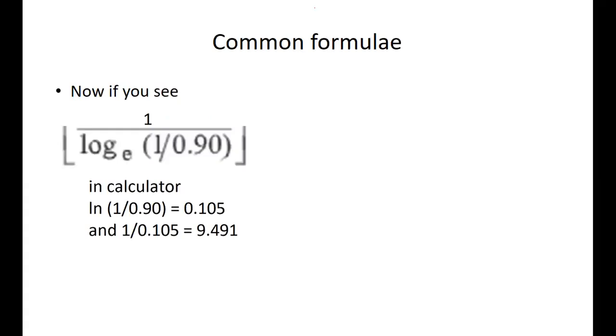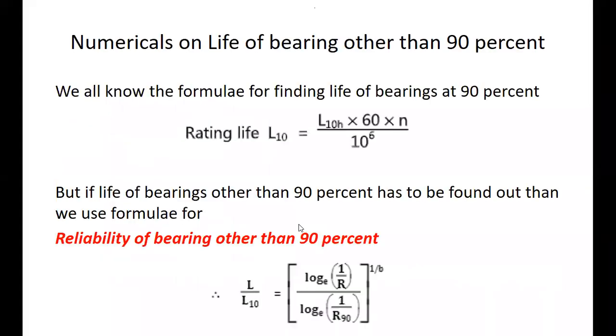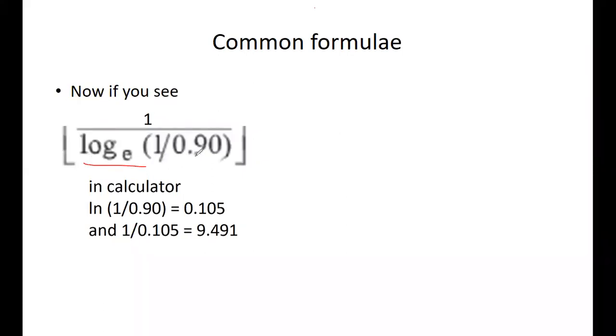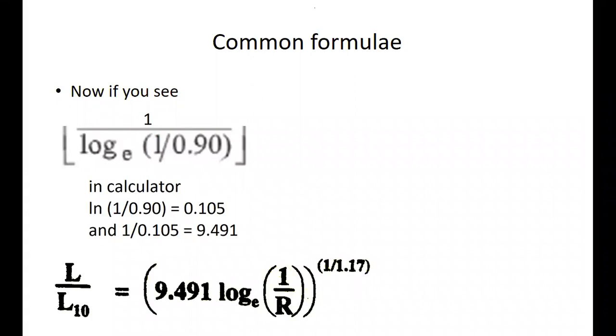Without wasting time, in that equation, if you want to already simplify this, then put here 0.90, find out the natural log and simplify this equation. What is in the denominator? Natural log of 1 upon 0.90. First in your calculator, do natural log of 1 upon 0.90. It will come 0.105. Then divide 1 by 0.105. You will get 9.491. And that's why in that formula L upon L10 is 9.491 times natural log of 1 upon R raised to 1 divided by 1.17. So use either of the formulas, your answer will come.